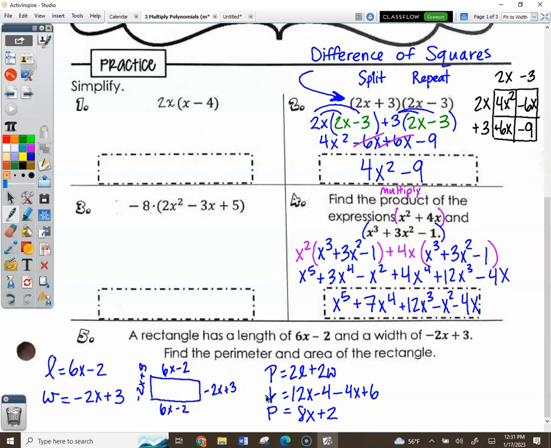What does area mean? What's the formula for the area of a rectangle? Length times width. Length times width would put us at a binomial times a binomial, right? Which is exactly what we just learned. You multiply that out and then look up here and see if you get the right answer. I'm going to write the correct answer in just a second.